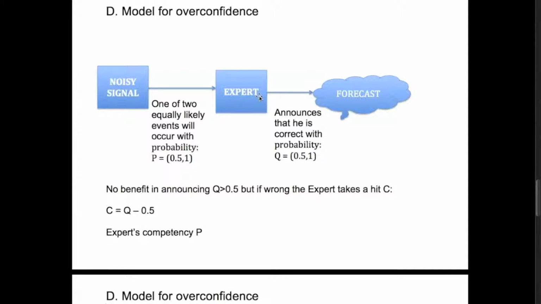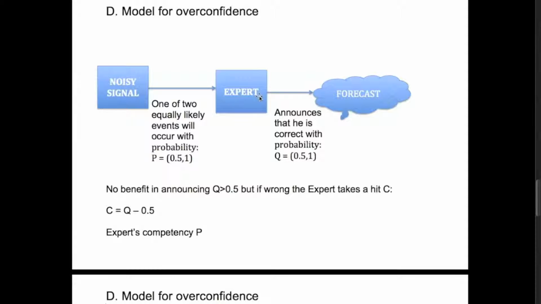So now we have the noisy signal going to the expert. The expert takes this noisy signal, tries to find out something useful out of it, and gives a forecast. He announces that his forecast is correct with probability Q, which again is between 0.5 and 1.